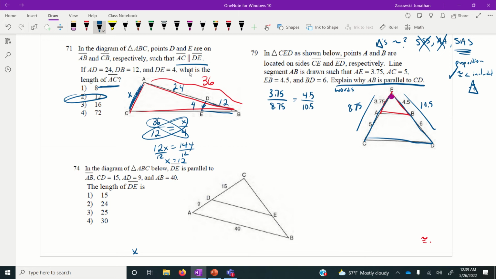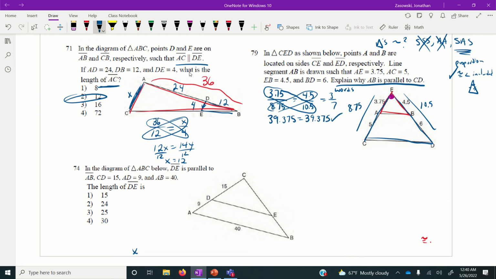Okay, how do we check to see if these are proportional? We can just cross multiply. Make sure we get the same thing on both of these. Now, another option you could do is just type 3.75 over 8.75 in your calculator and see if it gives you the same thing as 4.5 over 10.5. This is also equal to 3 over 7. So this is one way to demonstrate this. The other way, like you said, is to cross multiply and show that you're going to get 39.375 equal to 39.375. And this is a way to show that these are proportional.